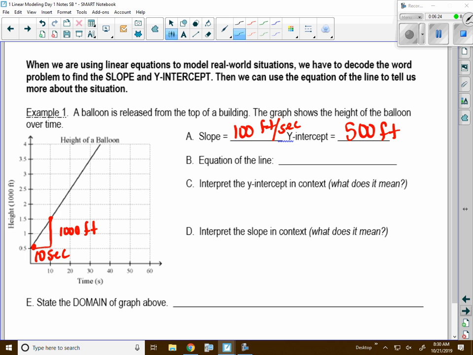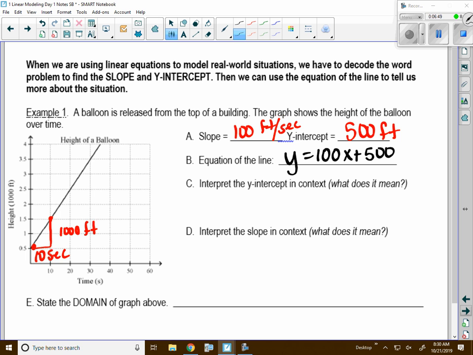Okay, so the equation of the line will be y equals 10x plus 500. So we take our slope, put it in front of x. We take our y-intercept, put it in there. Oh, sorry. I meant to write 100. That's not what happened. There we go. That looks a little better.